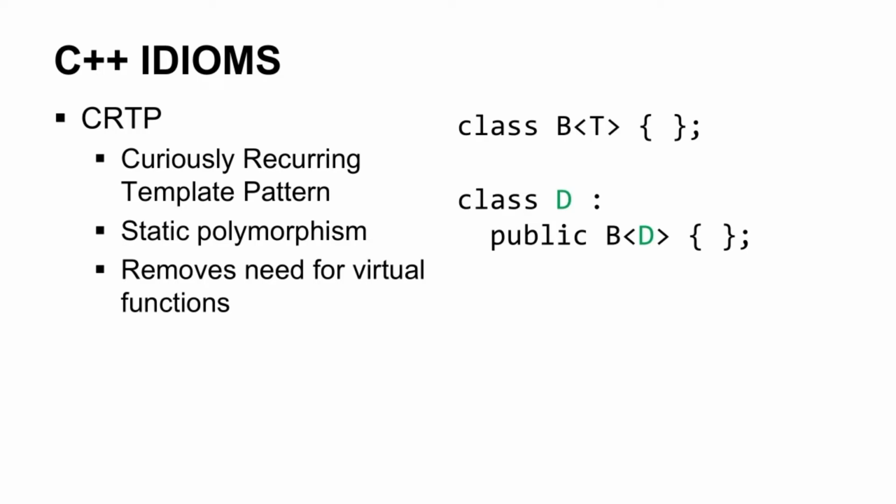This is useful in high-performance code because virtual functions need extra indirection and an extra pointer per object, and in addition, virtual functions can't usually be inlined. So here we see a templated class B and a derived class D, which derives from it. Note how the base class has the derived class as a template parameter.